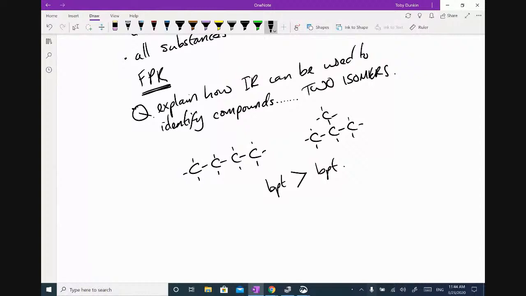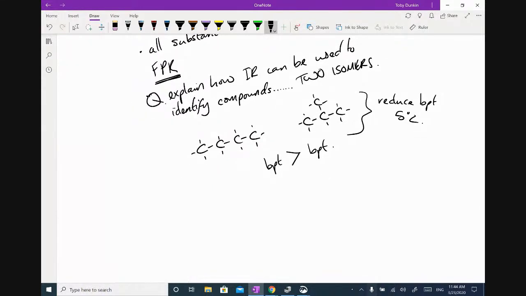We recognize that when you have a branched isomer, it reduces the boiling point by about 5 degrees. So butane has a boiling point of 0 degrees Celsius. That's actually one of the boiling points I know. Whereas this one is going to be about -5 degrees Celsius.